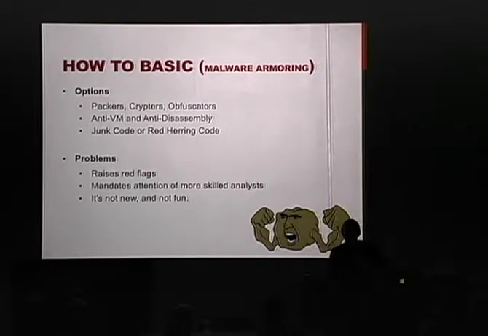And we had lots of options when we thought about, okay, what's the second stage? What do we want to do to thwart people when they're starting to look at it already? We have packers, cryptors, obfuscators. All of these things make the binary harder to analyze from a low-level binary assembly language level. We also have anti-VM stuff, which makes it harder to do your dynamic analysis. We also have anti-disassembly, which makes it even harder to look at in IDA. Or junk code, red herring code, things that inflate the binary and give you a lot of garbage to look through.